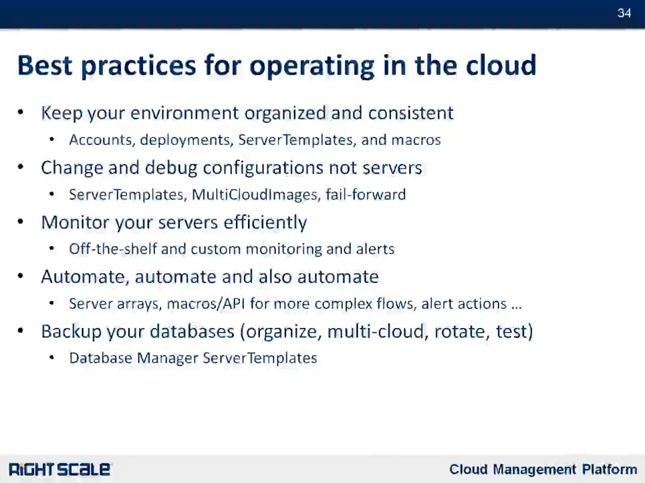Automate everything. We could not stress that enough. Automate absolutely everything. You don't want to depend on any manual intervention at any part of your infrastructure. Use server arrays if you need app servers that need to scale up and down depending on the time of the day or the traffic. Use the macros or the full-fledged API that we provide to do complex flows for your deployments. Make sure that if you need something to be executed immediately, connect that to an alert and make that happen. Execute a script, for example.